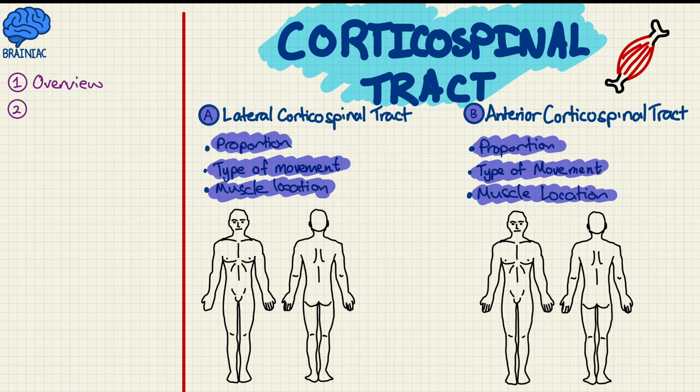After this overview, we're going to look at how each of these tracts course, that is, how they get from the brain to the muscles that they innervate. Now, let's start off with an overview.